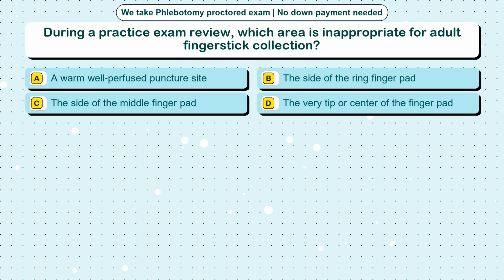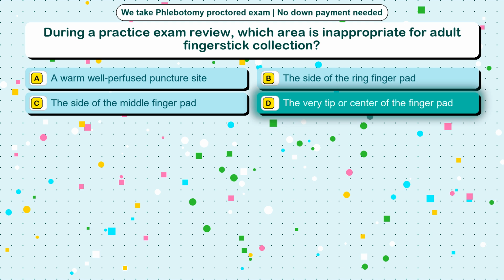Question 64. During a practice exam review, which area is inappropriate for adult fingerstick collection? Option A, a warm well-perfused puncture site. Option B, the side of the ring finger pad. Option C, the side of the middle finger pad. Option D, the very tip or center of the finger pad. The correct answer is option D, the very tip or center of the finger pad.